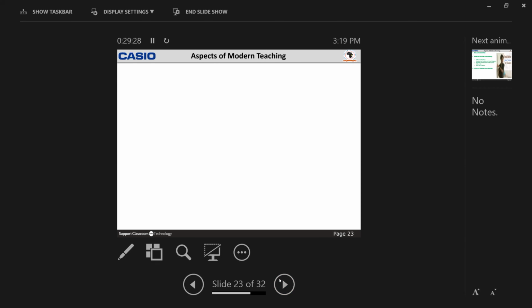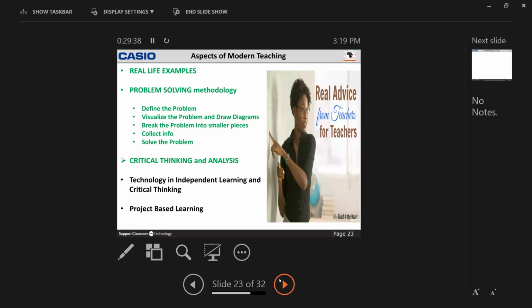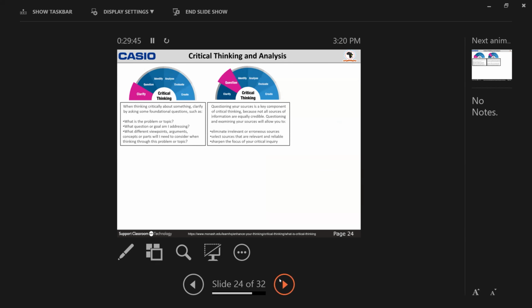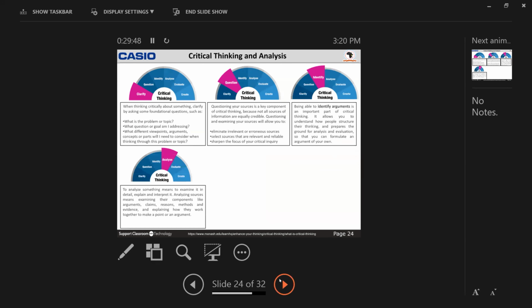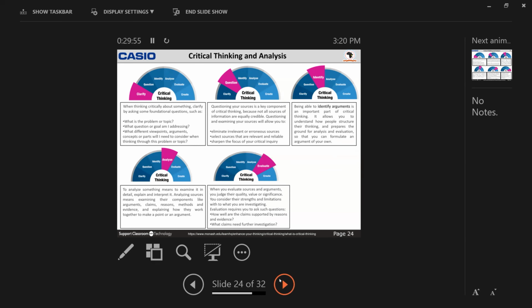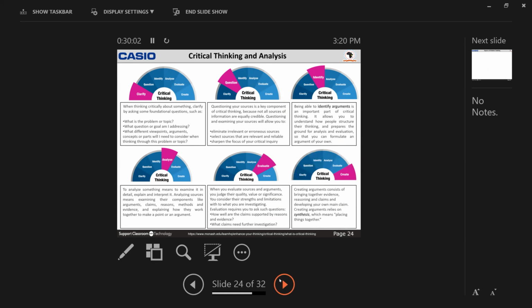Okay, to move forward to a very essential aspect in modern teaching, which is called critical thinking and analysis. Students need to learn how to think critically. They need to start by clarifying the topic. To move forward, they need to question and evaluate what resources they have. They need to identify the arguments about the resources they have. Then they need to analyze the problem itself and evaluate it, after creating a synthesis or a claim about the idea they are criticizing.